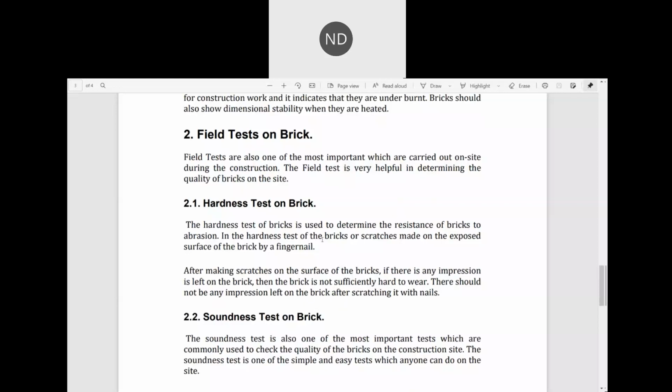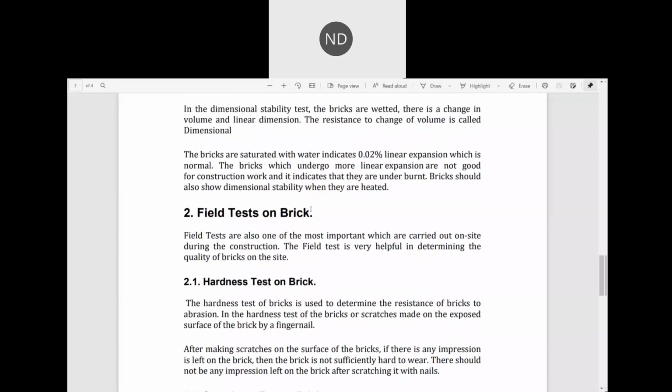These field tests are also one of the most important, which are carried out on the site during construction. The field test: suppose you have bought one batch of your bricks and that is over.